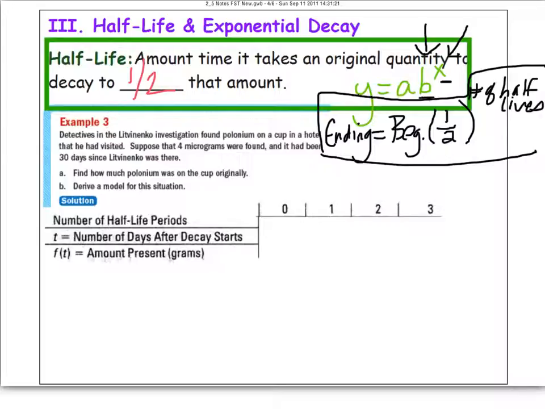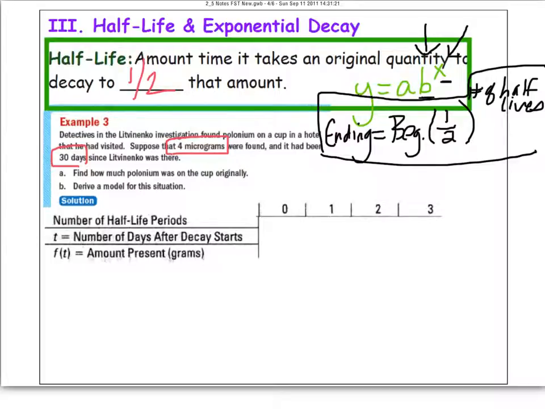It says here that detectives in an investigation found this chemical called polonium on a cup in a hotel that he had visited. Suppose that there were 4 micrograms found on the cup, and it had been there for 30 days. They want us to find out how much polonium was on the cup originally.